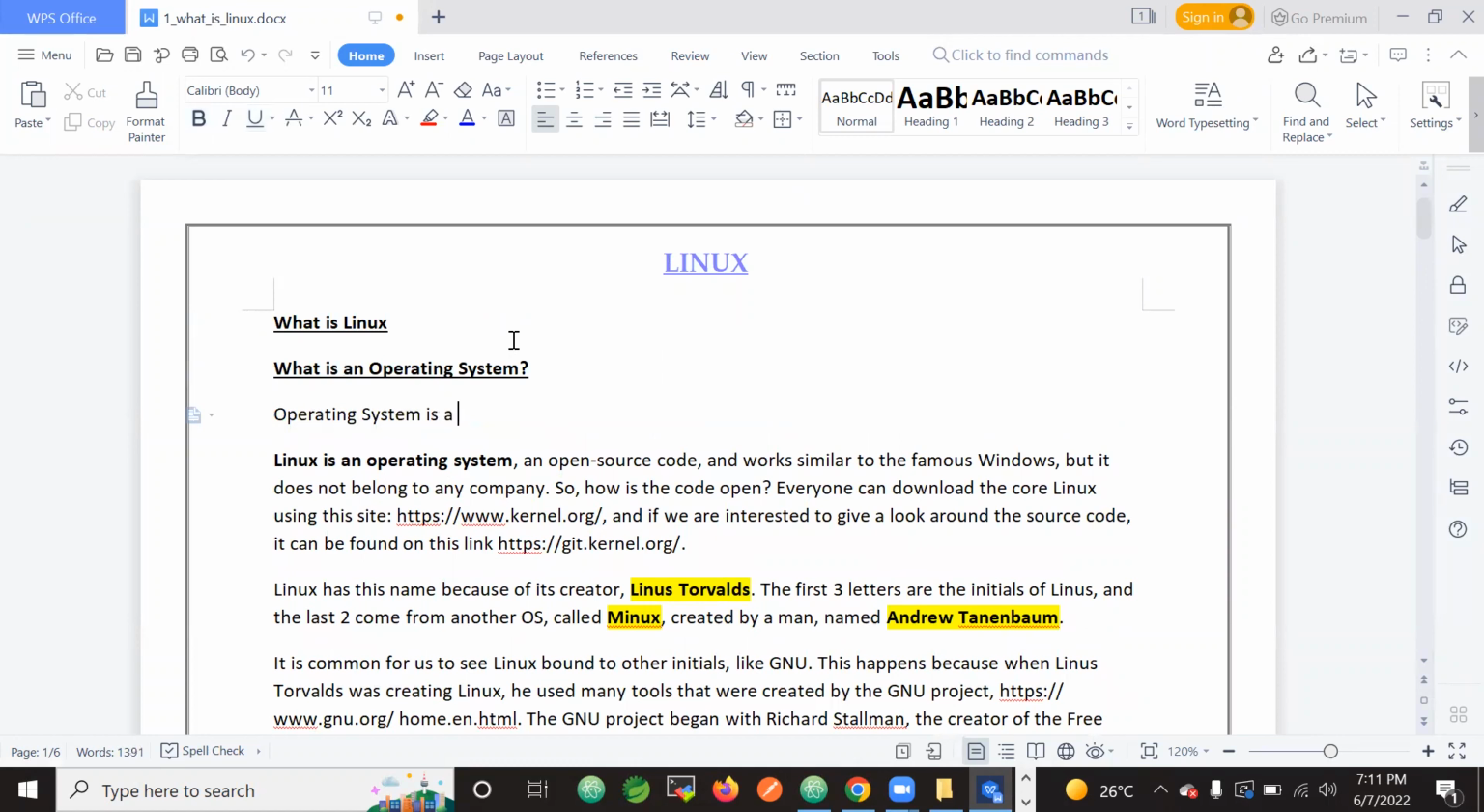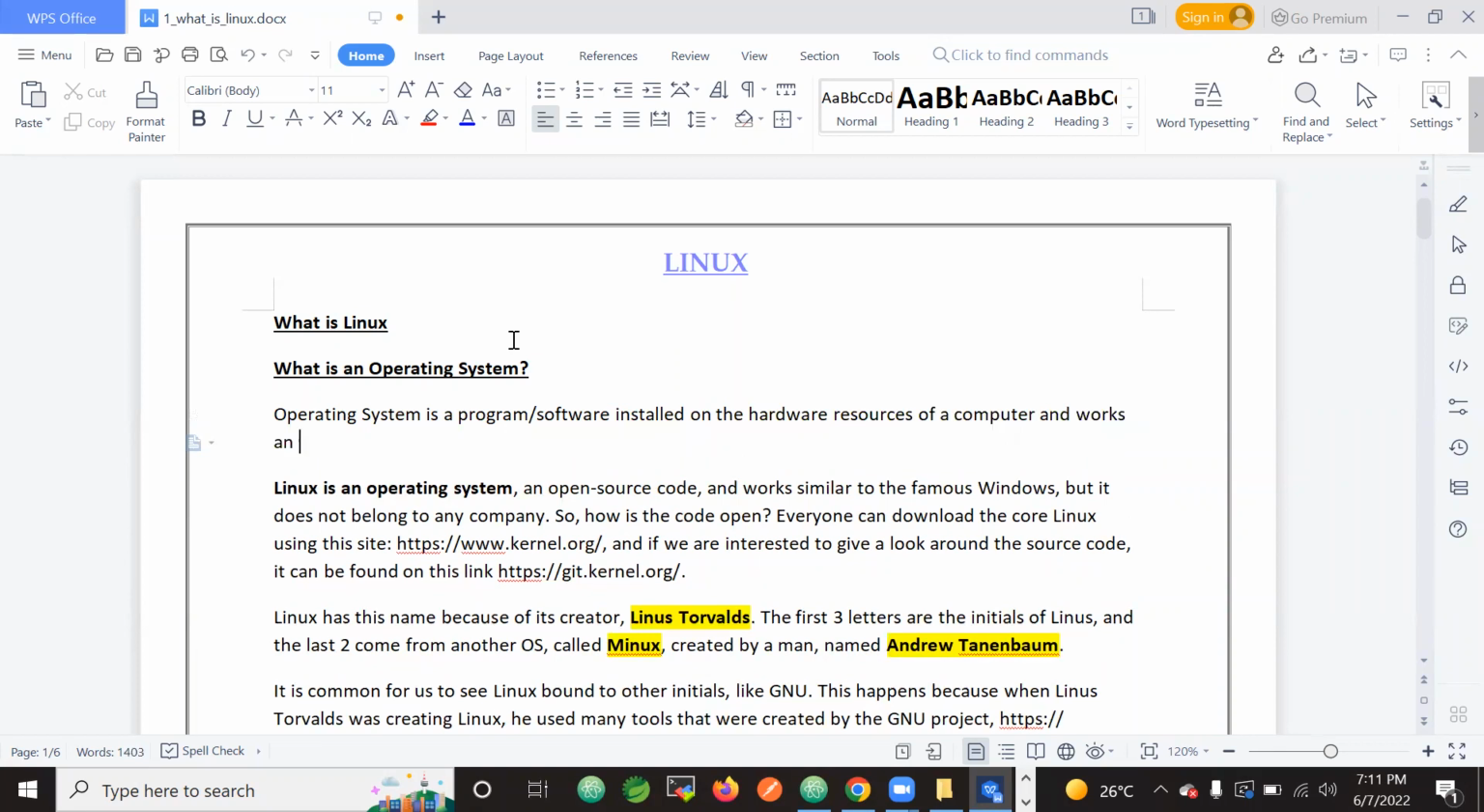An operating system is a program or software. Basically, it is a software, we should say. An operating system is a program or software installed on the hardware resources of a computer and works as an interface between the user and the hardware resources.